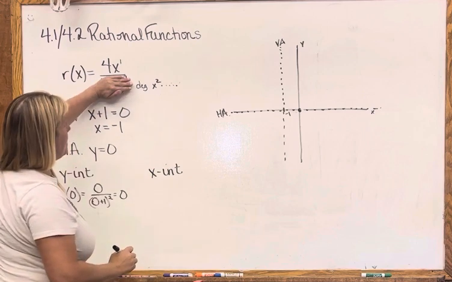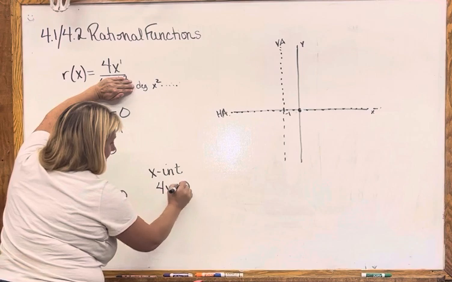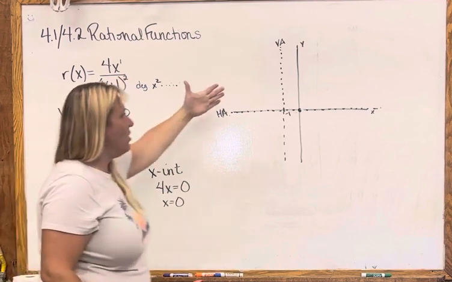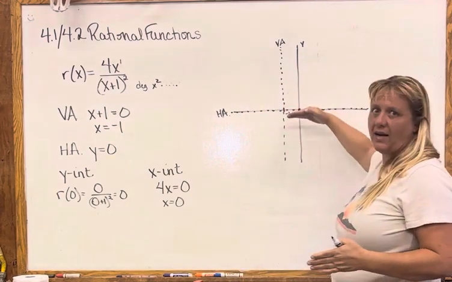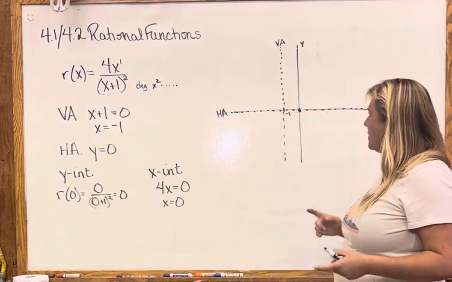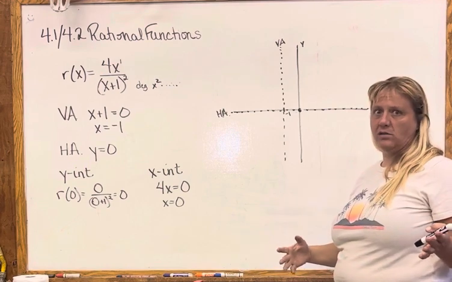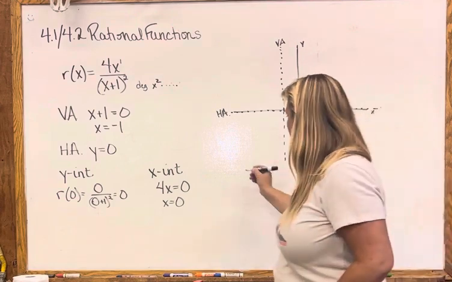So remember, we don't need the bottom, do we? We just need to take 4x and set it equal to 0. So x equals 0 as well. But look, if it's a y-intercept, it's also an x-intercept. So unfortunately on this one, we got very little information. So this one is going to require some test points. Definitely going to require some test points.